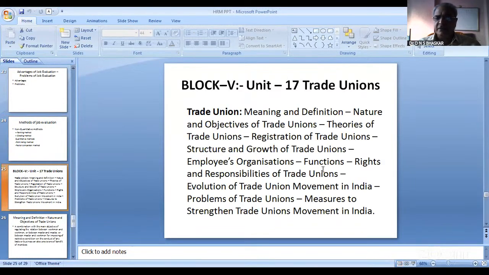And unit number 5, this is trade unionism. In block 5, unit number 17, trade unionism is the most important aspect which a student is expected to understand. In trade unionism, we are going to understand the meaning of trade union, the nature of trade unions, theories of trade unions, whether registration is compulsory for trade unions or not, structure of the growth of the trade unions, employee organizations, functions of trade unions, rights and responsibilities of the trade unions, evaluation of the trade union movement in India, problems of trade unions, and measures to strengthen the union movement. These are the various subtopics that we are going to study.